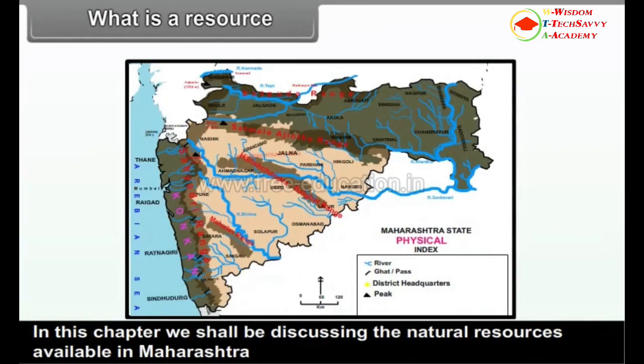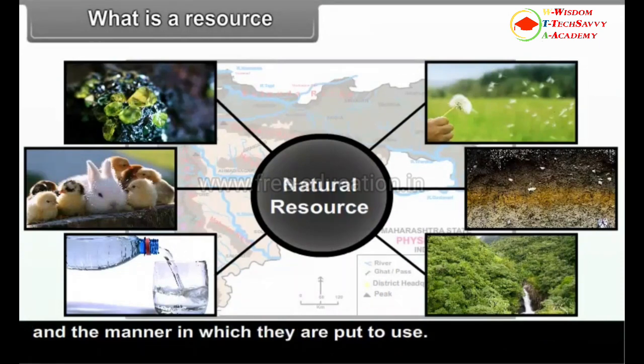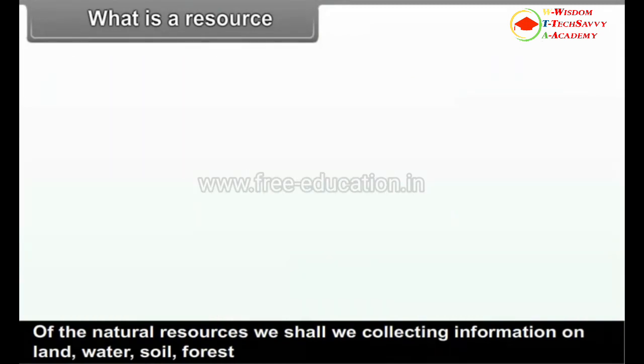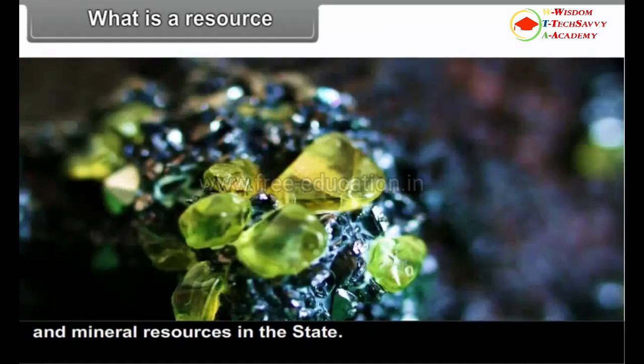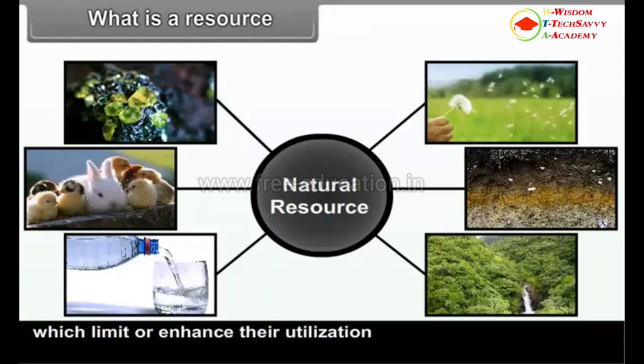In this chapter, we shall be discussing the natural resources available in Maharashtra and the manner in which they are put to use. Of the natural resources, we shall be collecting information on land, water, soil, forest and mineral resources in the state. While discussing each of these natural resources, we shall note the typical characteristics of these resources which limit or enhance their utilization.